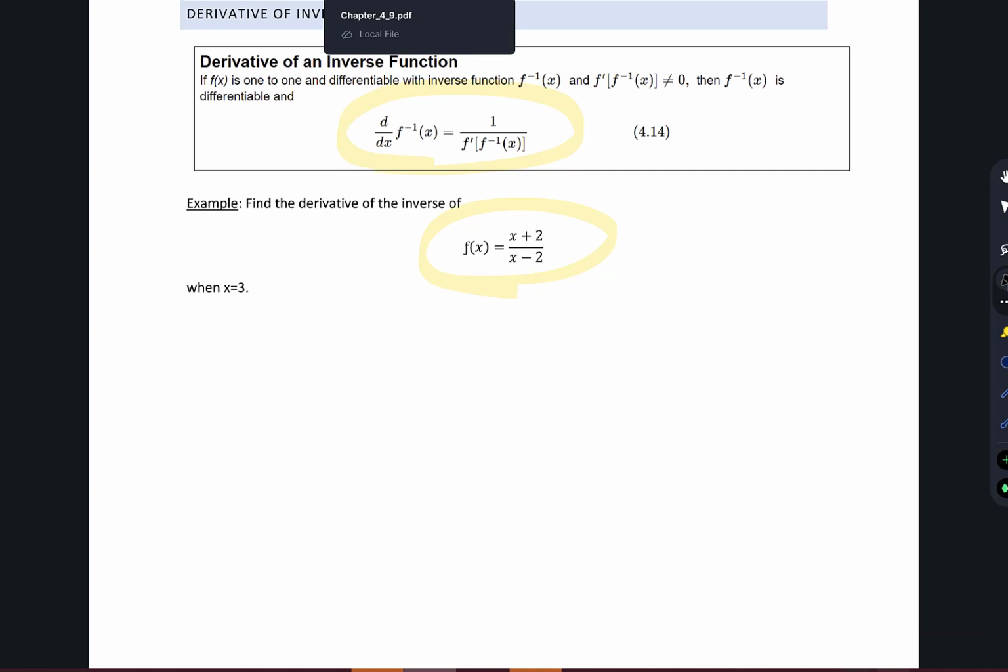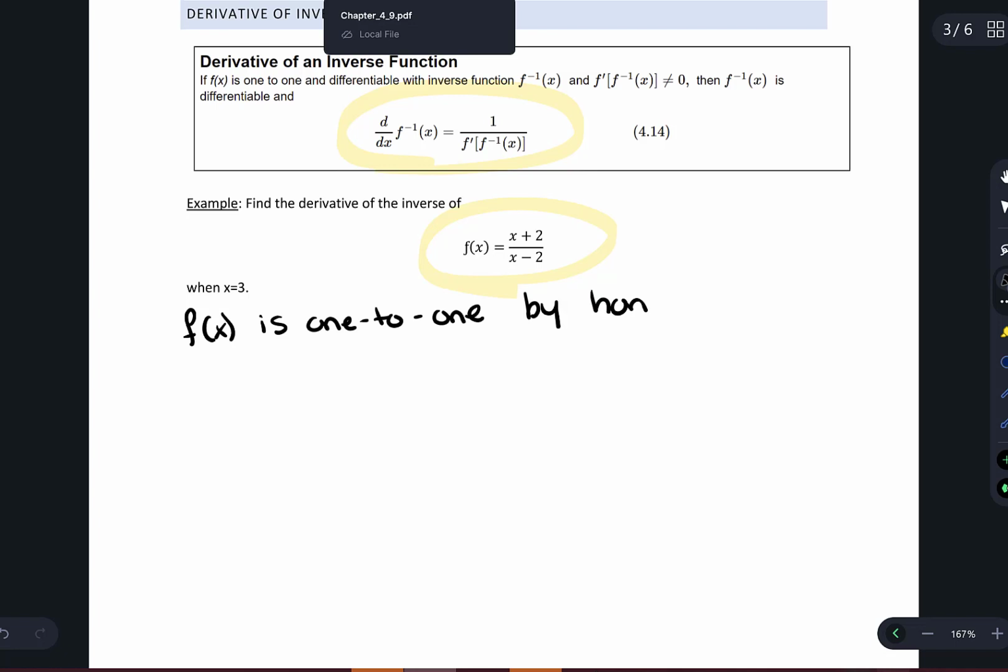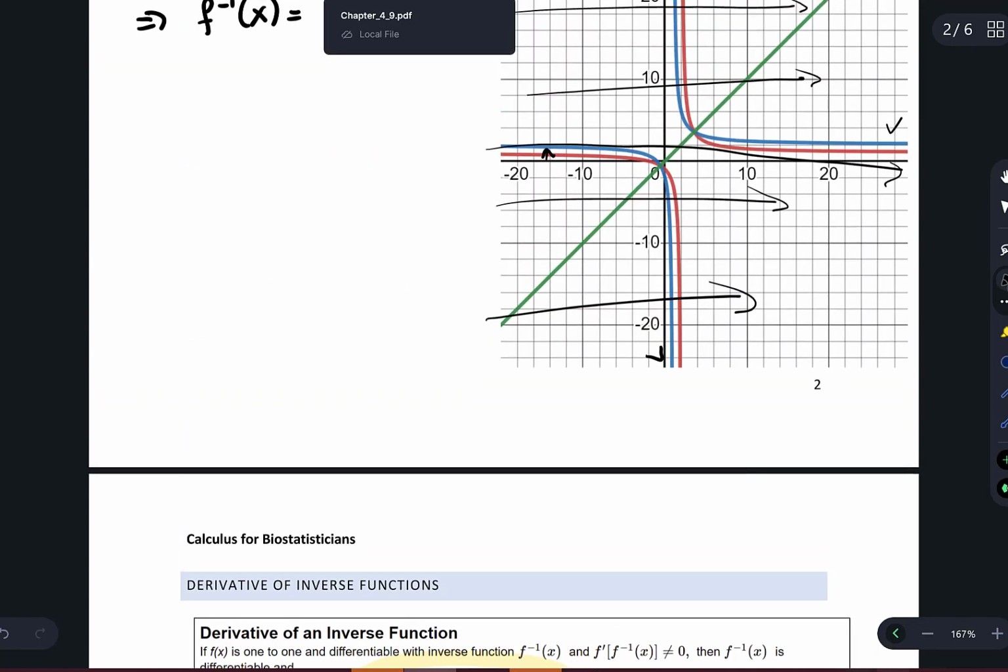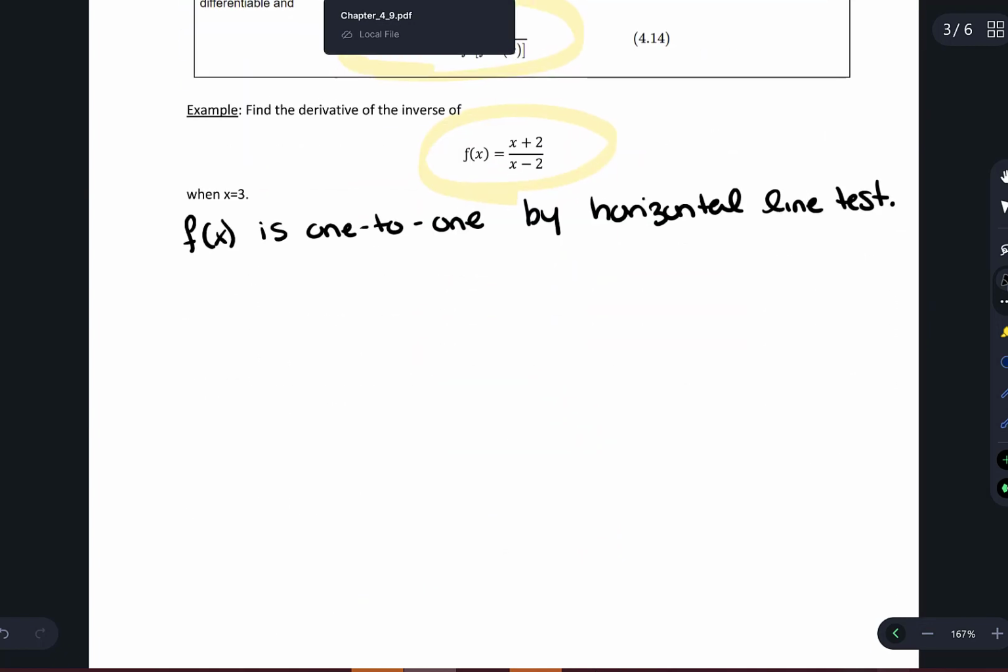And so to show that, we can just state that f of x is 1-to-1 by the horizontal line test. Now, of course, in order to make this statement, we do have to include that plot, and here we have the plot up here. Okay. Question, is it differentiable?